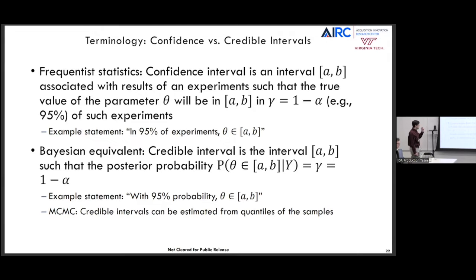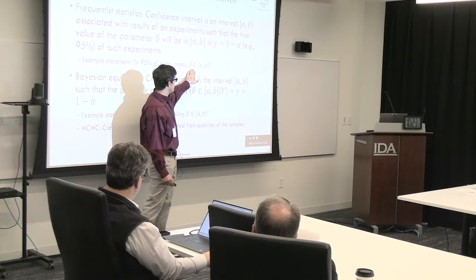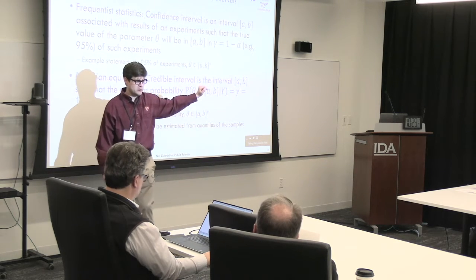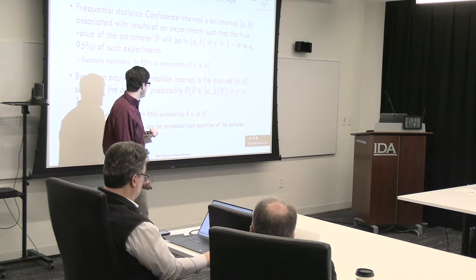Just another making-you-aware thing. People talk about confidence intervals in frequentist statistics. There's an equivalent in Bayesian statistics, which are called credible intervals. An example statement in frequentist statistics, and I really hope I'm not going to get this wrong: if we ran an experiment many times, 95% of the time, we would expect the parameter to live in the confidence interval that we compute in each of those experiments.